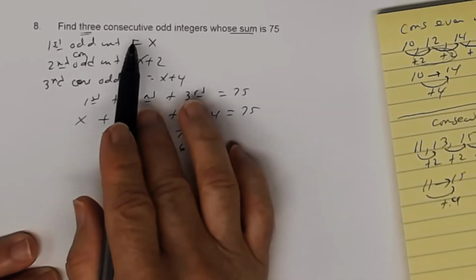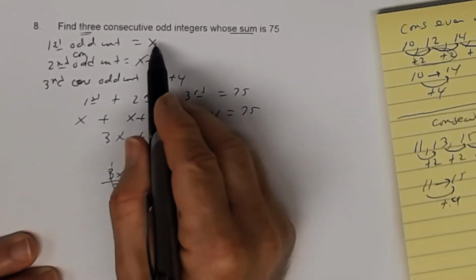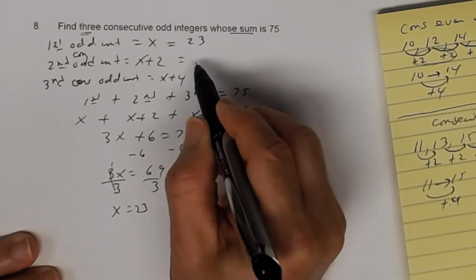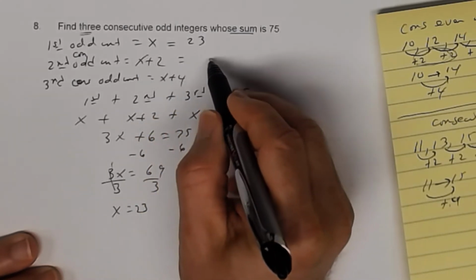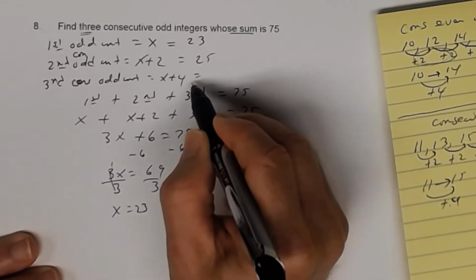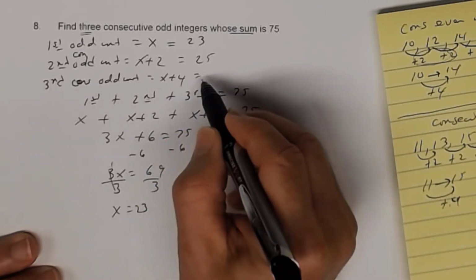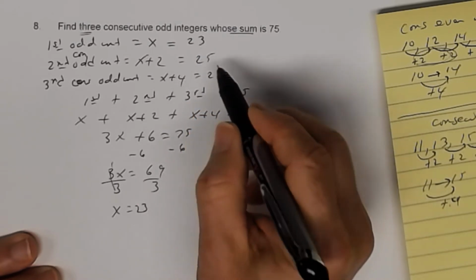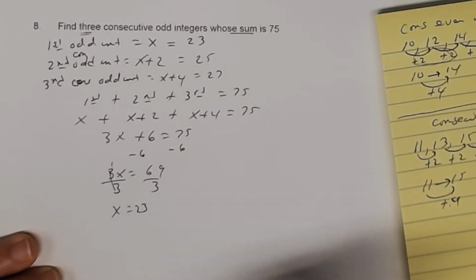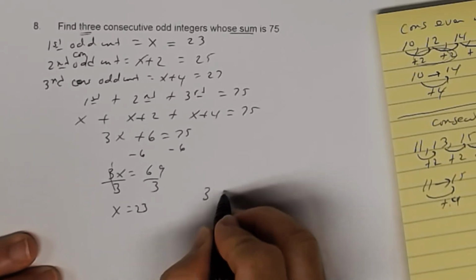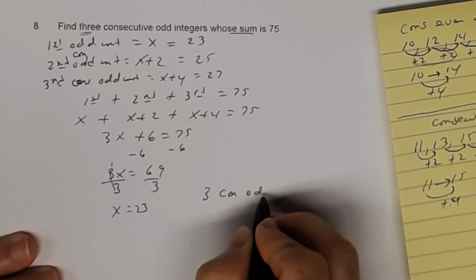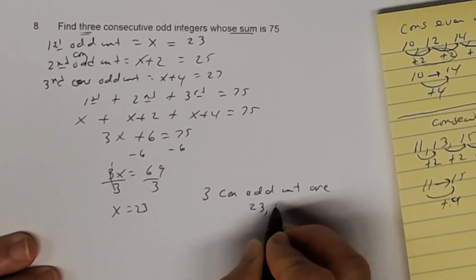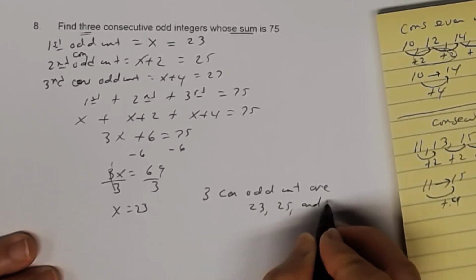So make sure you answer the question. You want to find 3 consecutive odd integers. So x is 23. That means the next odd integer is 23 plus 2, which is 25, right? And the next one is 23 plus 4, which is 27. So 23, 25, and 27. And when I add them up, I do get 75. So the 3 consecutive odd integers are 23, 25, and 27.